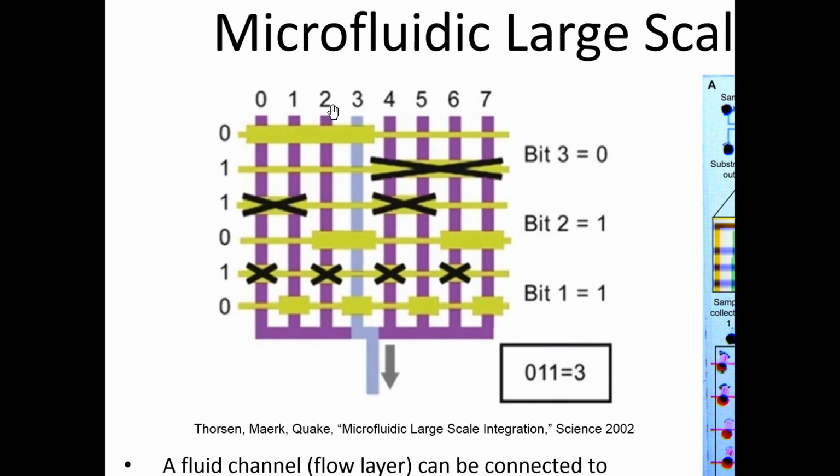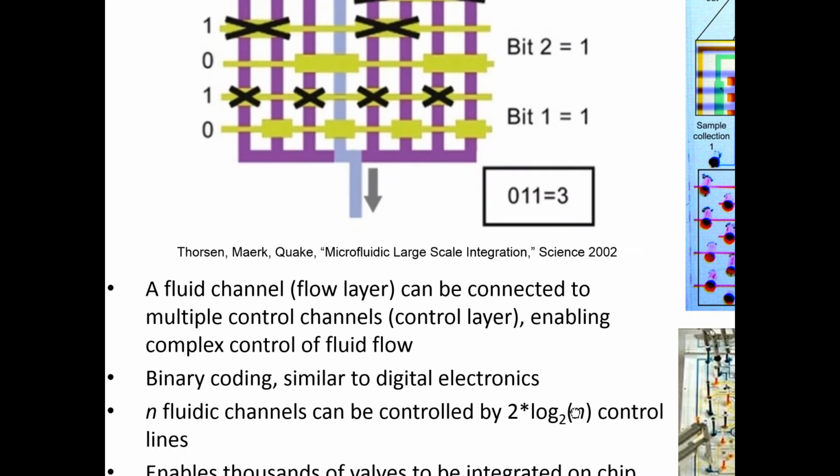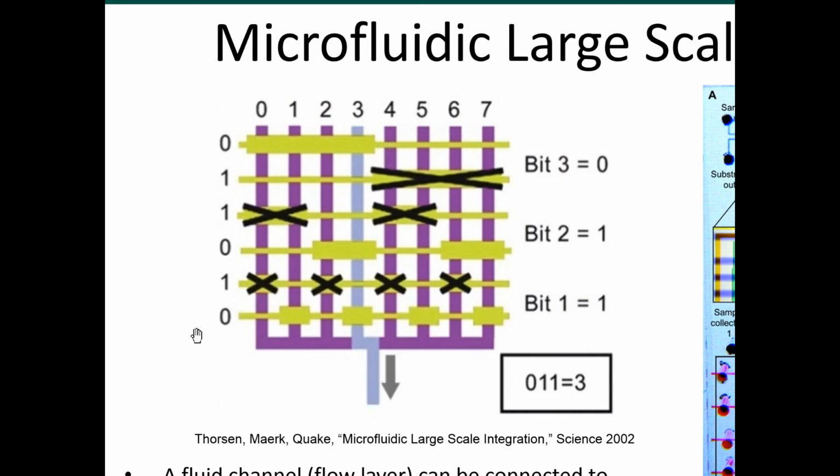This example is only 8 channels, so it doesn't do a great job of illustrating the benefits of scaling, right? To control 8 channel lines, we have 2 log base 2 of 8. Log base 2 of 8 is 3, times 2 is 6. So to control 8 channels, we only need 6 control inputs. So that's not that impressive. But if you're talking about controlling 64 or 100 channels or 200 channels, then you'll see a huge difference in the number of control channels that you need.